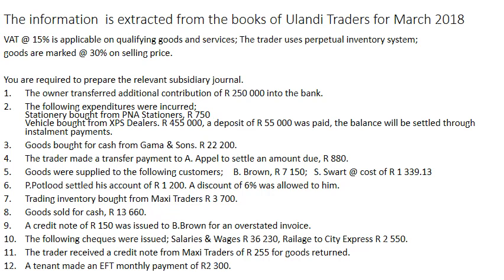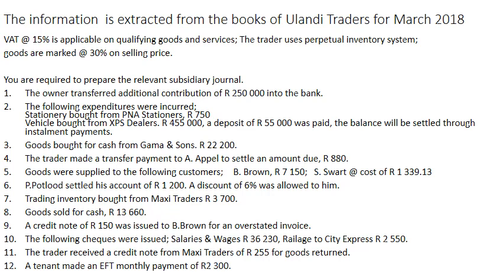Transaction 1. The owner transferred additional contribution of 250,000 rand into the bank. That's a direct deposit. Number 2. The following expenditures were incurred. Stationery bought from P&A Stationers for 750 rands. This is stationery bought on credit.